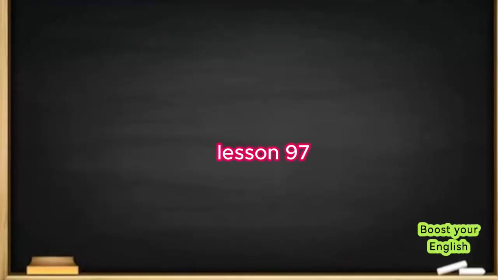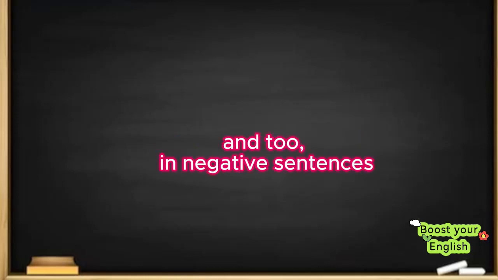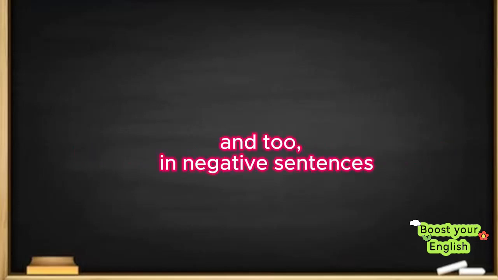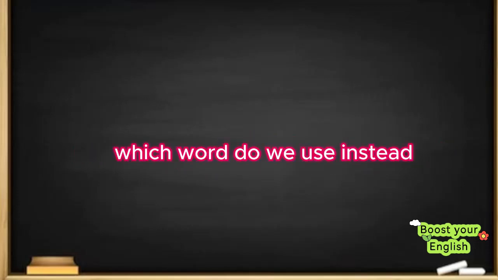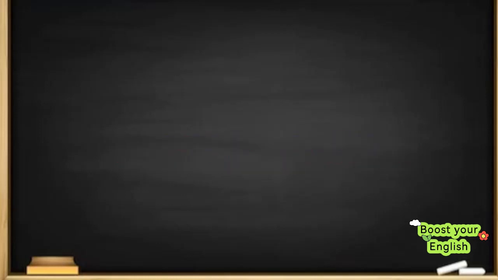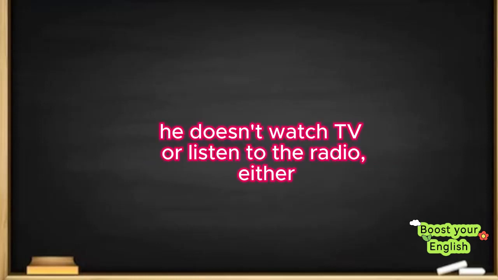Lesson 97. Not. Either. Can we use the words also, as well, and to in negative sentences? No, we can't use the words also, as well, and to in negative sentences. Which word do we use instead? We use the word either instead. Give me an example, please. He doesn't watch TV or listen to the radio either.